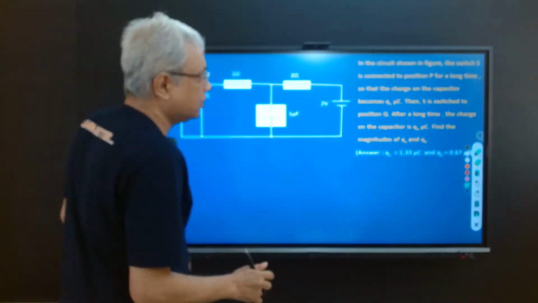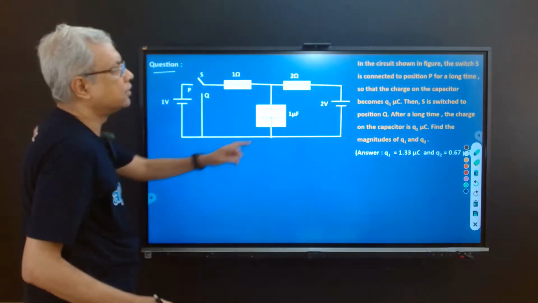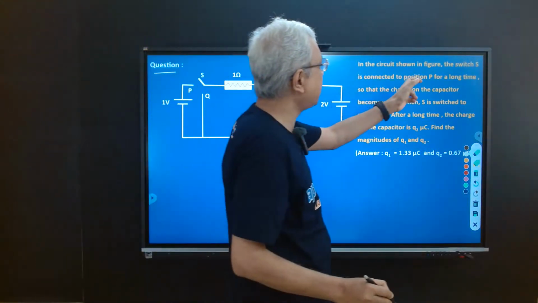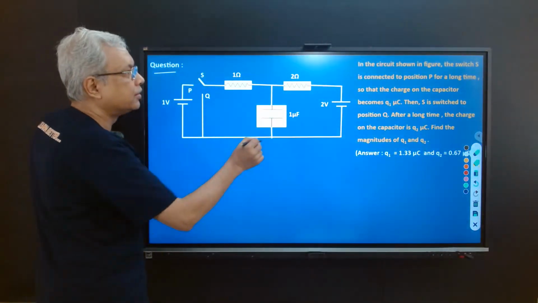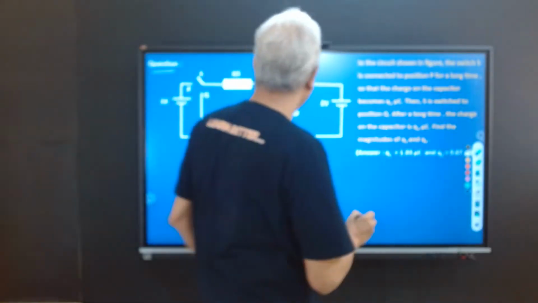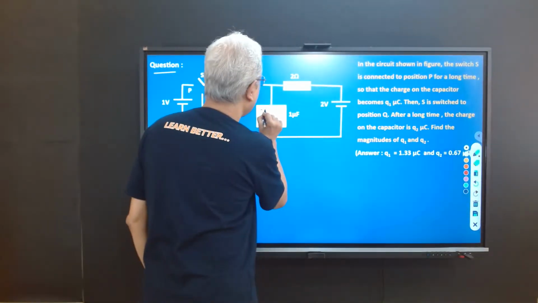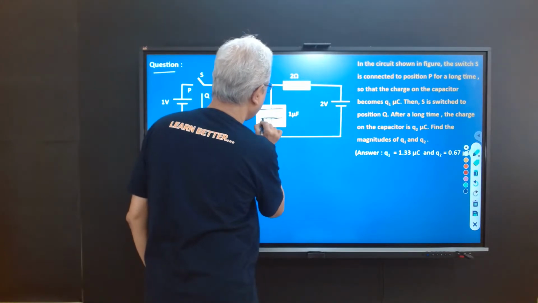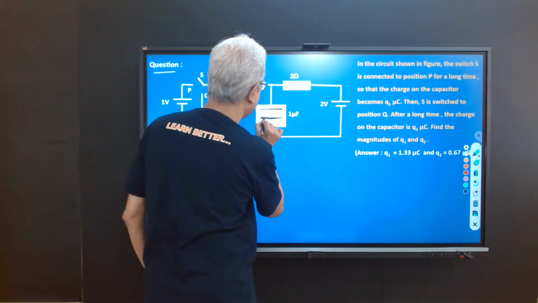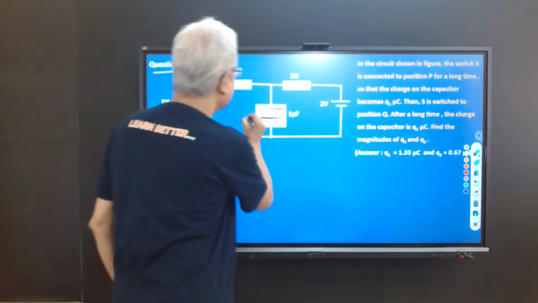In a circuit shown in the figure, the switch S, this is a switch, is connected to position P for a long time so that the charge on the capacitor becomes Q1 microcoulomb. So this is a capacitor, a parallel plate capacitor or whatever. This is the symbol of a capacitor. So this is one capacitor, so that the charge on the capacitor becomes Q1.